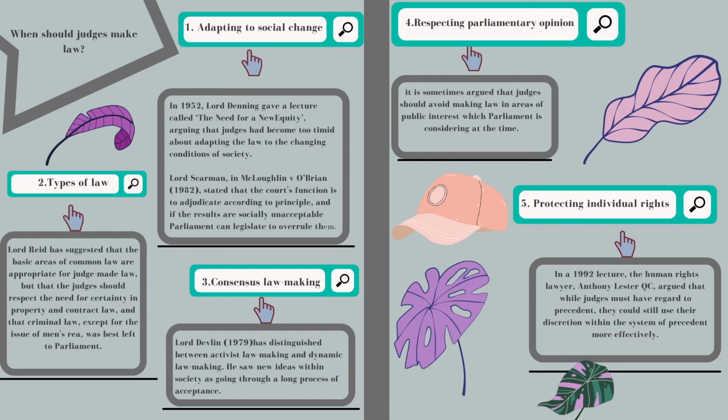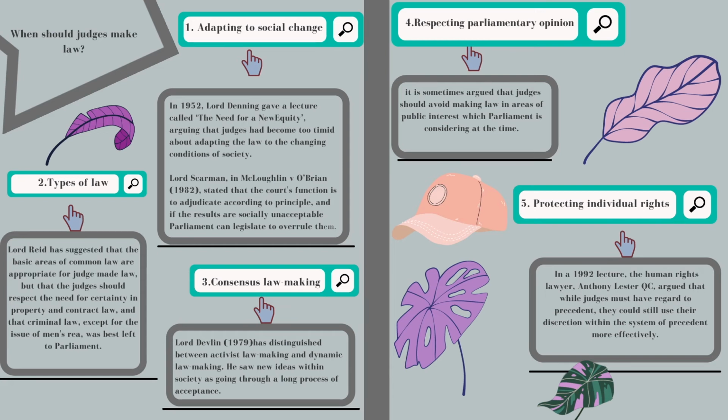Firstly, adapting to social change. In 1952, Lord Denning gave a lecture called "The Need for a New Equity", arguing that the judges had become too timid about adapting the law to the changing conditions of society. Lord Scarman in 1982 stated that the court's function is to adjudicate according to principle, and if the results are socially unacceptable, Parliament can legislate to overrule them.